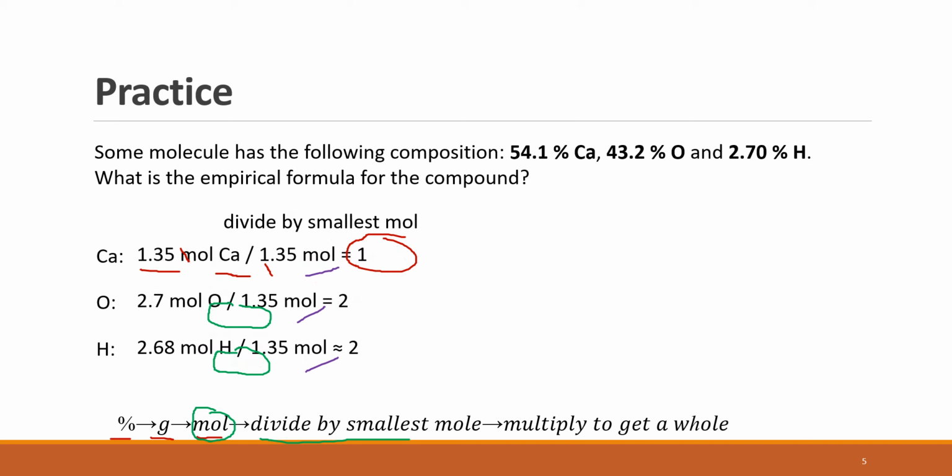Doing that, dividing 1.35 by 1.35 gives us a whole number of 1. For oxygen, 2.7 divided by 1.35 gives us 2. And for hydrogen, it's going to give us a number slightly less than 2, but it's really close to 2, so we just round it up to 2. So we have whole numbers for all of them, meaning for this particular one, we can skip the last step where we multiply to get a whole number because we already have whole numbers.